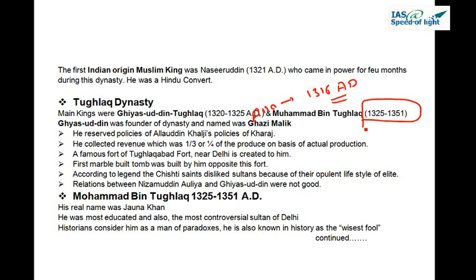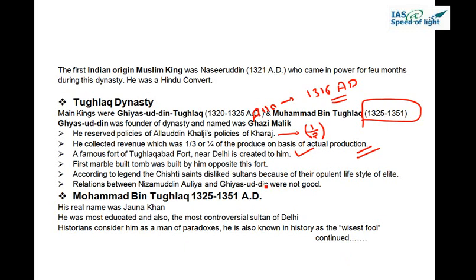Ghiasuddin Tughlaq was the founder of the dynasty and was named Ghazi Malik. He reversed the harsh policies of Alauddin Khilji on Kharaj, which, as we have seen, was made 1/2 during the time of Alauddin, and that is actually pretty high, and that too on the assessment of the production and not on the actual production. He collected revenue which was 1/3 or 1/4 of the produce on the basis of actual production. The famous fort of Tughlaqabad near Delhi is credited to him.